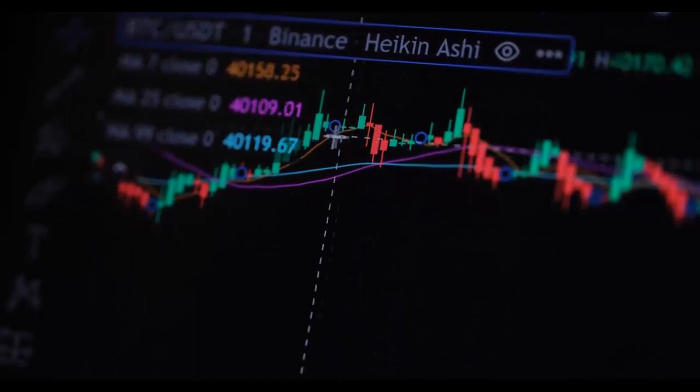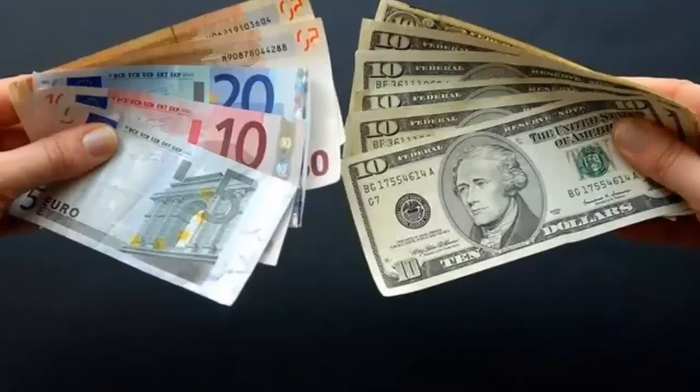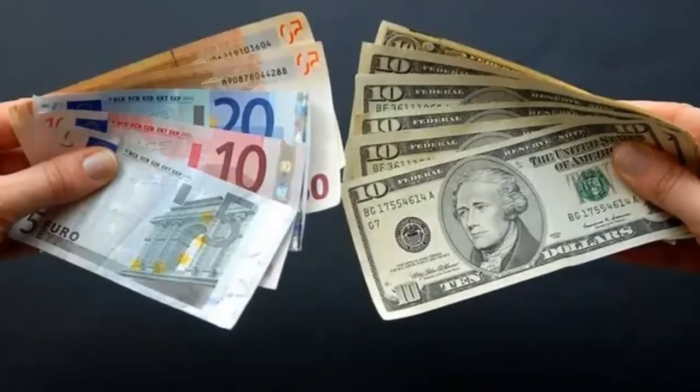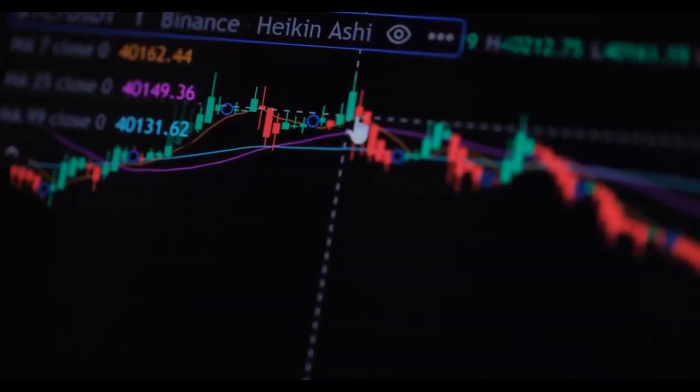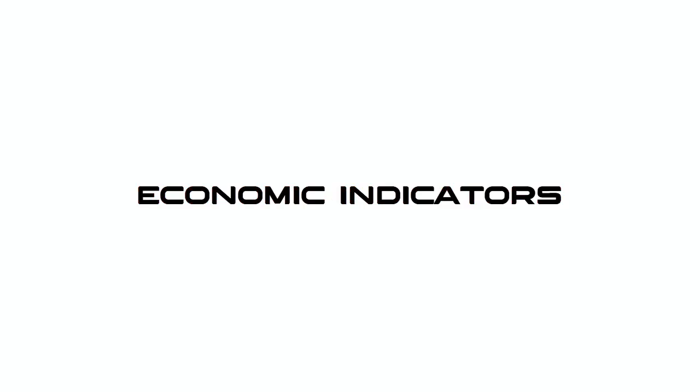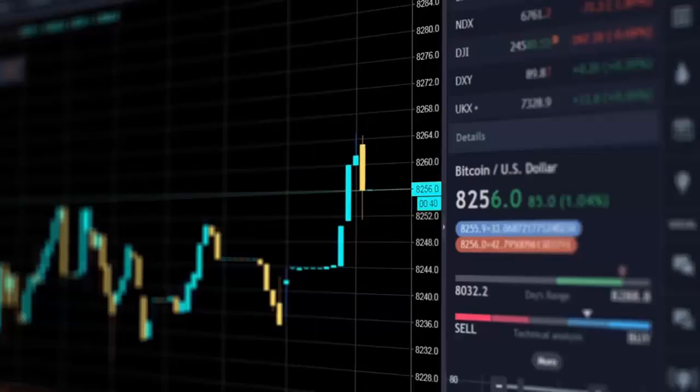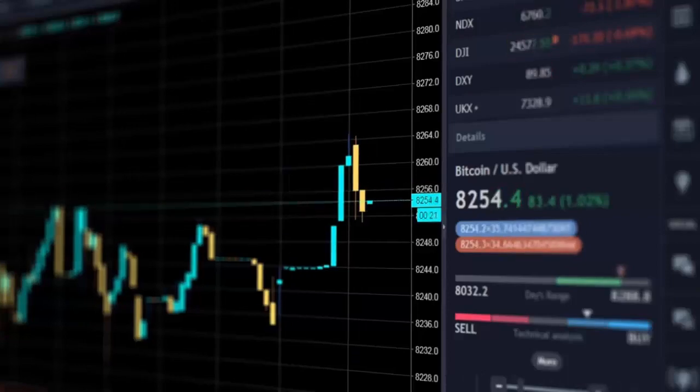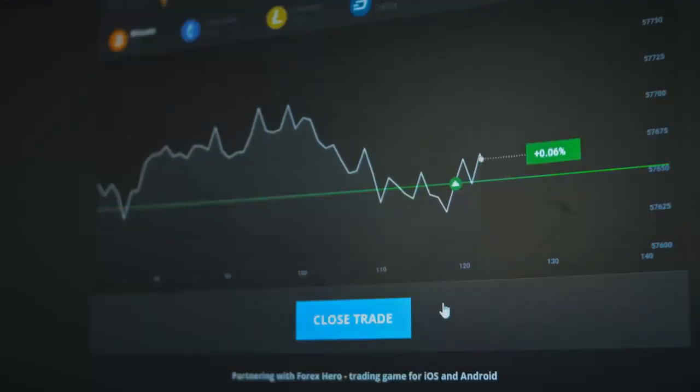The role of exchange rates. Exchange rates are the foundation of Forex trading. They represent the value of one currency relative to another. Exchange rates are influenced by various factors, including geopolitical events, economic indicators, interest rates, and market sentiment. Understanding how these factors impact exchange rates is crucial for successful trading.